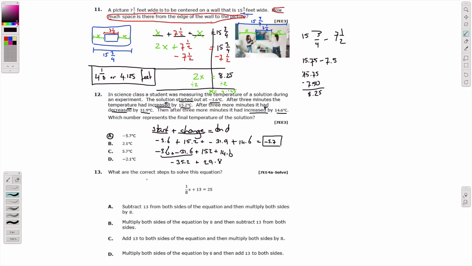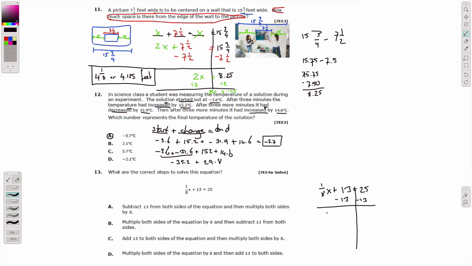Number 13, what are the correct steps to solve this equation? Well, I can look at the answers first, but I think I'll probably just get confused if I look at the answers first. So what I like to do is take some scratch paper, copy out the equation, and try to solve it. 1/8 x plus 13 equals 25. Step 1, I have to make 0 by adding the opposite or subtracting. Well, I have plus 13. I'm going to do minus 13 on both sides.